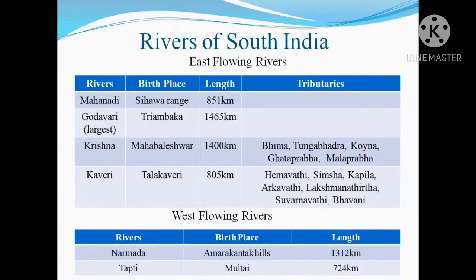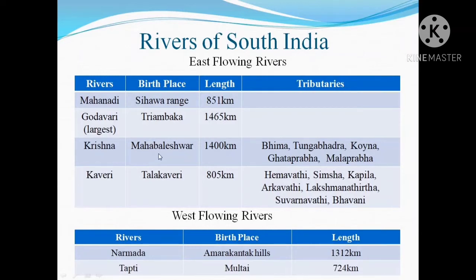Next, rivers of South India. As I told earlier, South Indian rivers are divided into two: east flowing rivers and west flowing rivers. East flowing rivers: Mahanadi, Godavari, Krishna, Kaveri. The Mahanadi takes its birth in the Sihawa range, its length is 851 kilometers, and it joins the Bay of Bengal. Godavari, the longest river of South India, takes its birth at Triambaka range, and its length is 1,465 kilometers.